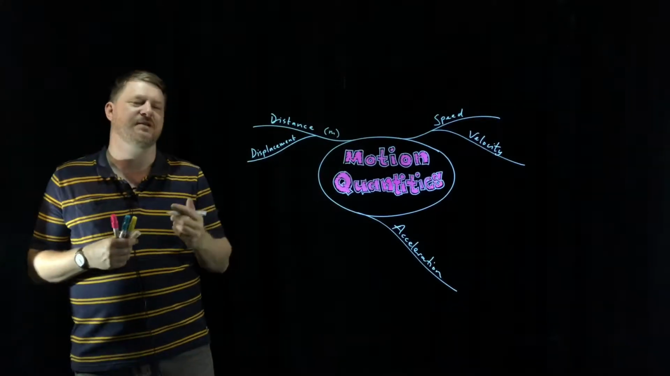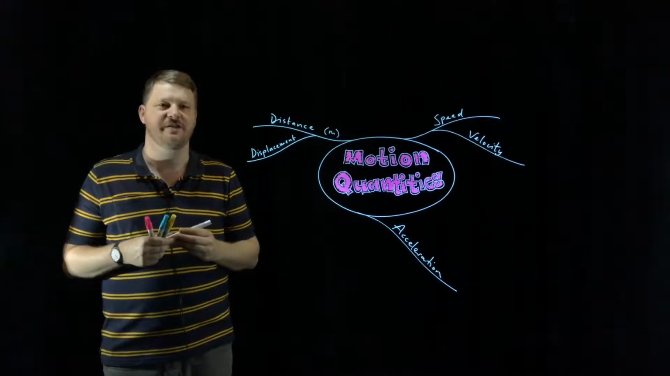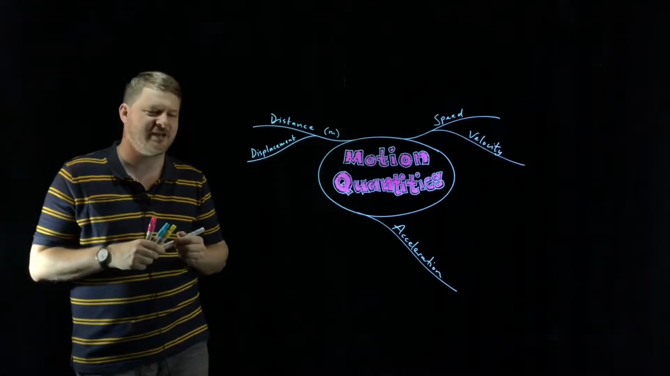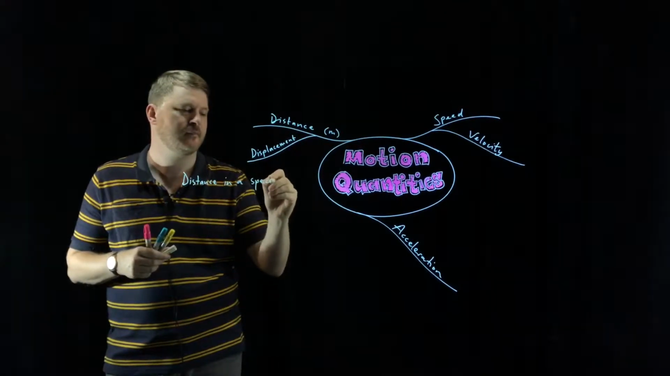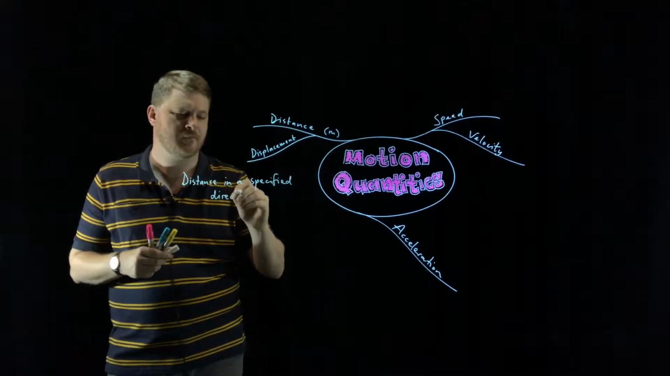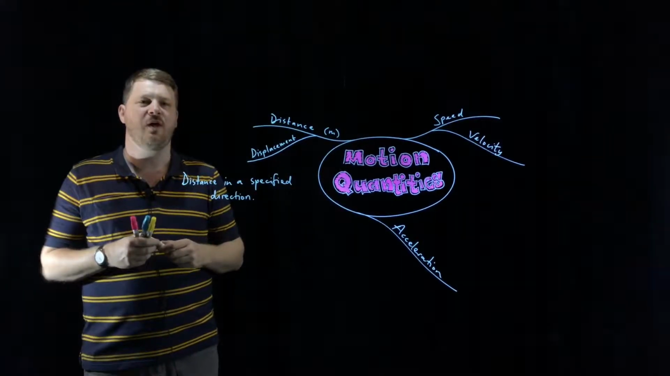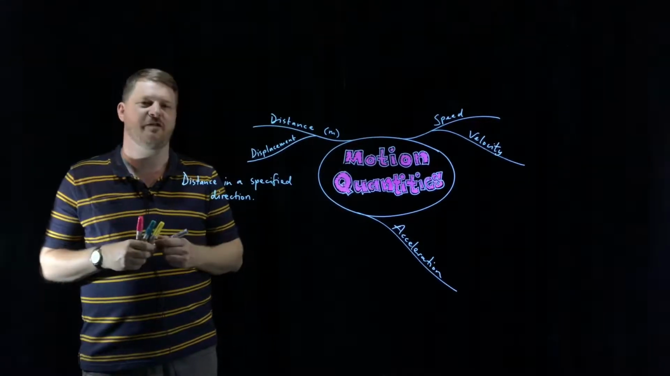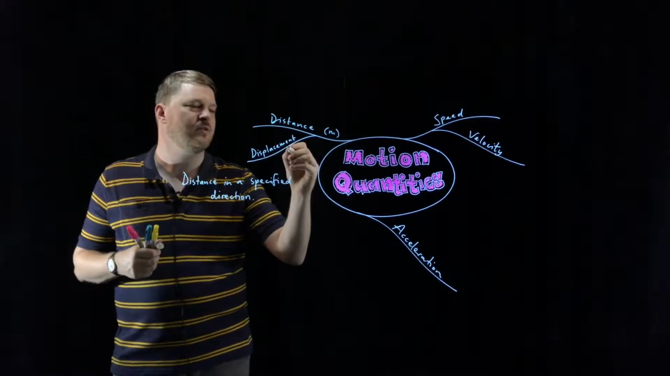So what's displacement? Well, displacement is known as the vector equivalent of distance, and that means that it is distance in a specified direction. Now, you may know that vector quantities all have a specified direction. So displacement is an example of a vector quantity. It's the vector equivalent of distance. That means its units are also in meters.